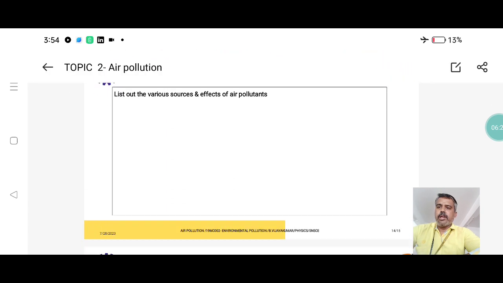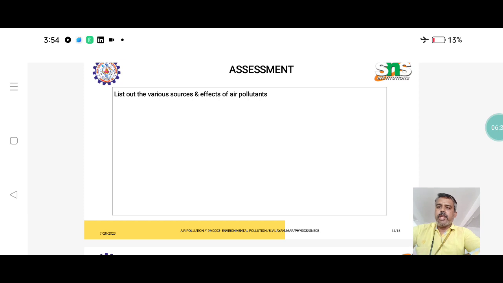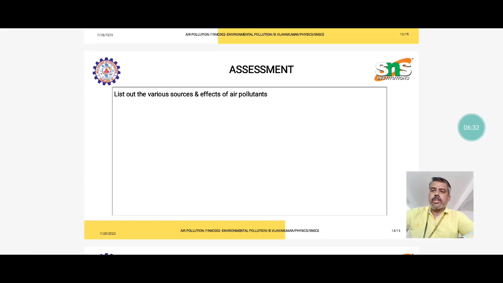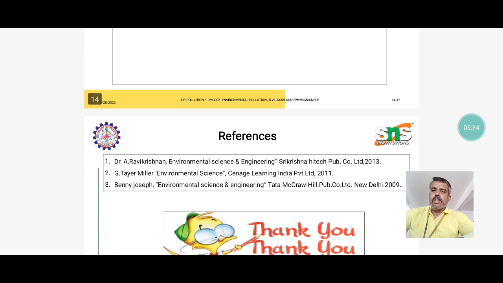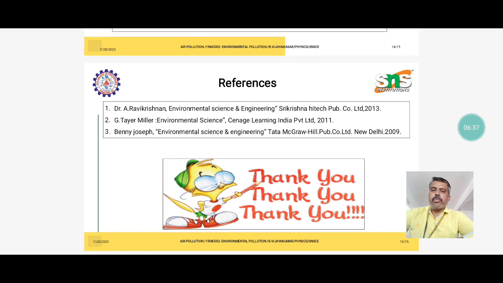Then the assignment I have given from this is to list the various sources and the effects of air pollution. This is all the reference I prepared from this PPT.